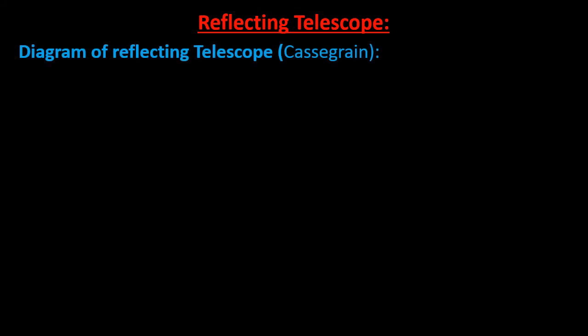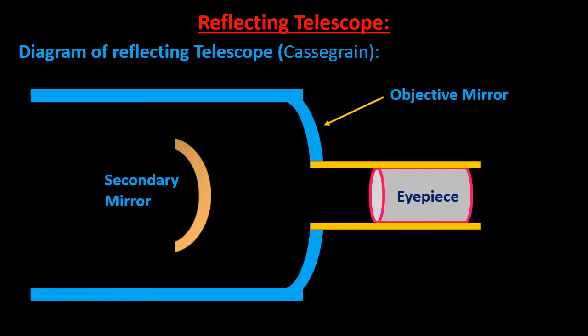Now at the end, let us discuss the second type of telescope, which we call a reflecting type of telescope. In this kind of telescope, a mirror is used. Now let us draw a diagram of the reflecting type of telescope, which is designed by Cassegrain. This is the structure of the reflecting type of telescope designed by Cassegrain.